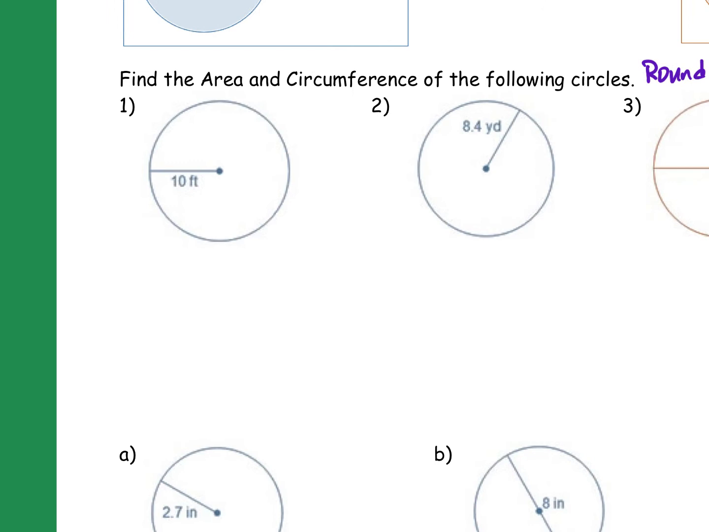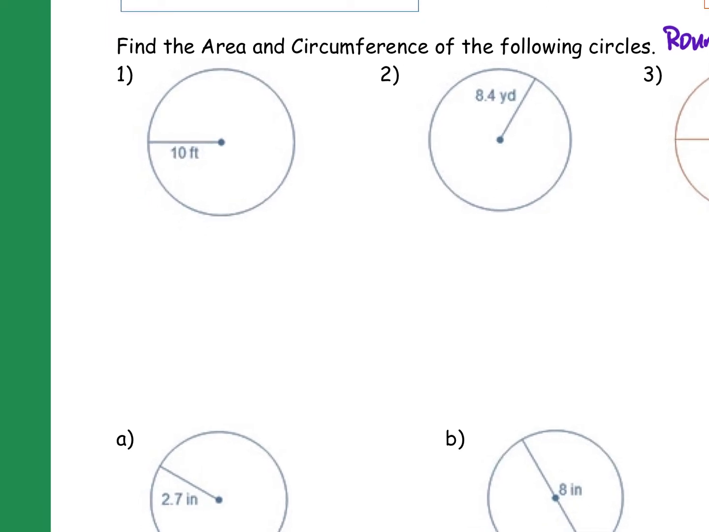So here we go. It gives me a radius of 10. So this is my radius. I'm just going to put R here. R of 10 feet. I do need to pay attention to that because they're labeled, so I need to label my answers. I'm going to find my area first, just because it says area and circumference, and area comes first alphabetically before circumference.